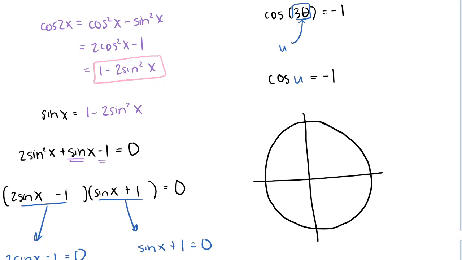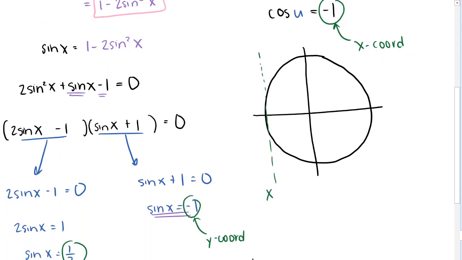Well, here, cosine gives us x coordinates on the unit circle. So this result of cosine of u is going to be an x coordinate. And when do we have an x coordinate of -1 on the unit circle? Well, it's all the way on the left, at this point, (-1, 0). And so what angles, what values of u do the job here?